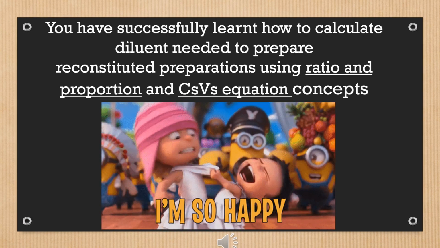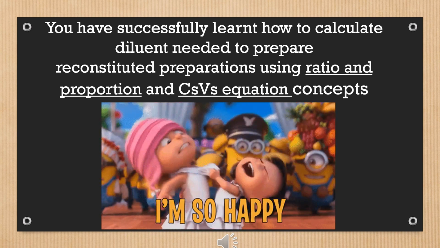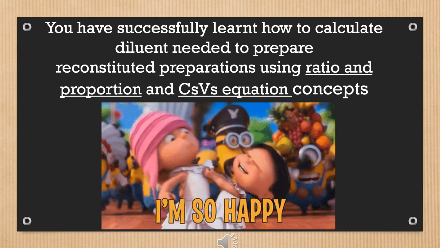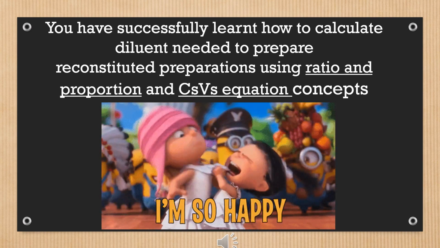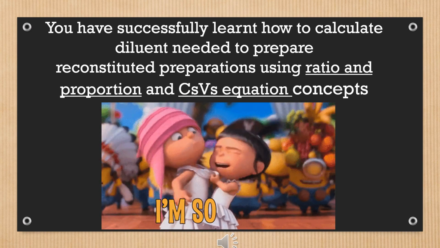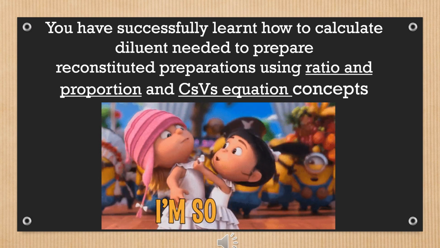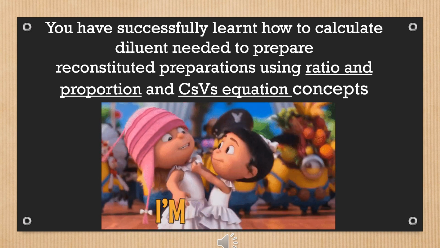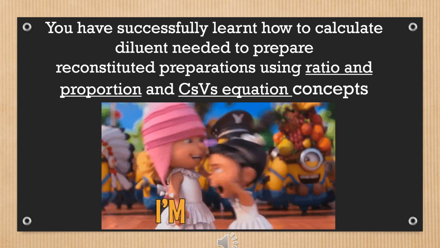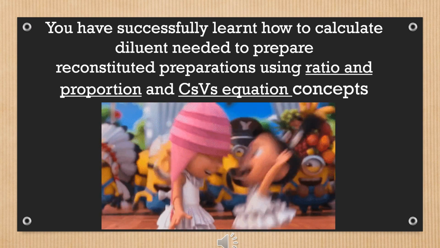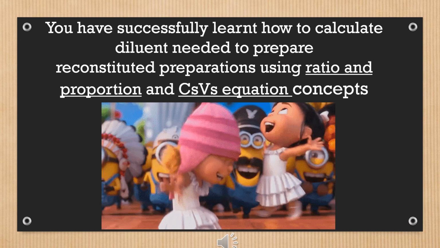So you have just used ratio and proportion and the CsVs equation interchangeably. In part 3, we will look at adjusting or determining concentration and quantities using the alligation method, which is alligation medial and alligation alternate.